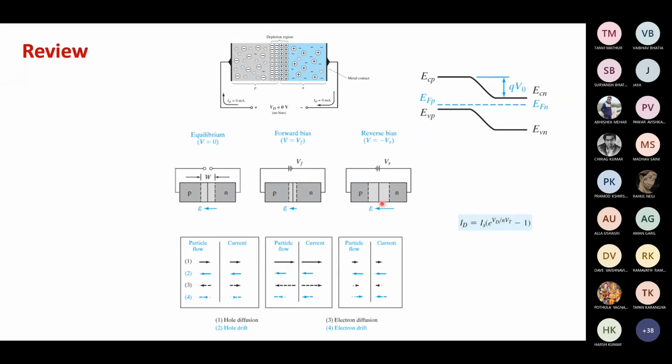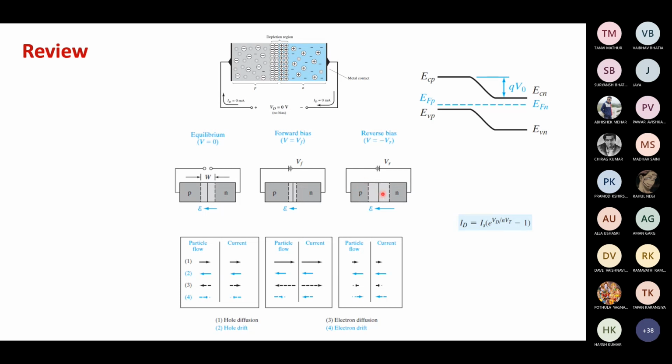The electric field in a PN junction exists only in the depletion region. So this is the depletion region, and these are the quasi-neutral regions, or the neutral regions. There is no electric field in the neutral regions. So if an electron-hole pair is generated in the neutral region, they will not feel any force, so they will not be separated from each other, and they can eventually recombine.